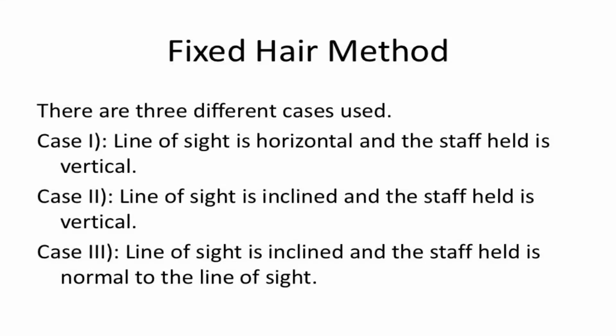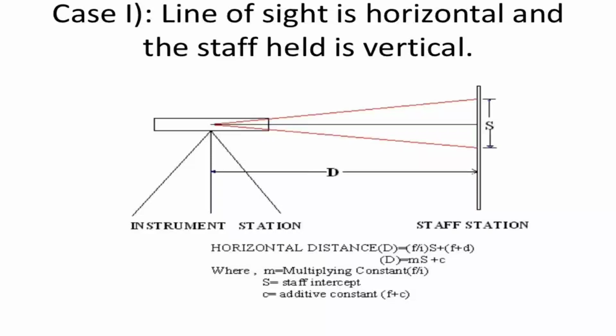In the fixed hair method, three different cases are used. In case 1, the line of sight is horizontal and the staff held is vertical. In case 2, the line of sight is inclined and the staff held is vertical. The last one is, the line of sight is inclined and the staff held is normal to the line of sight. In case 1, the line of sight is horizontal and the staff held is vertical, so the horizontal distance formula is D = (f/i)S + (f + c), that is the multiplying constant times S plus the additive constant.